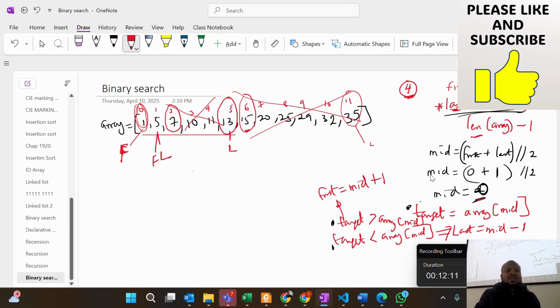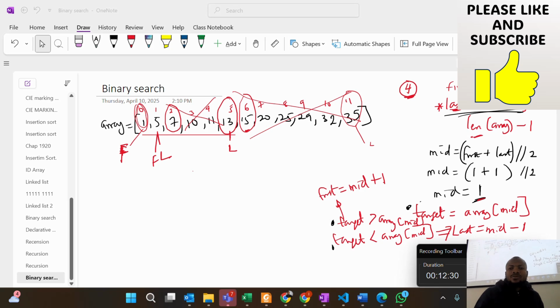Then we calculate the middle index. So what is the middle index? The middle index is what? 0. It should now be 1. 1 plus what? 1 divided by 2. So the middle index should be what? Should be 1. Is that understood?